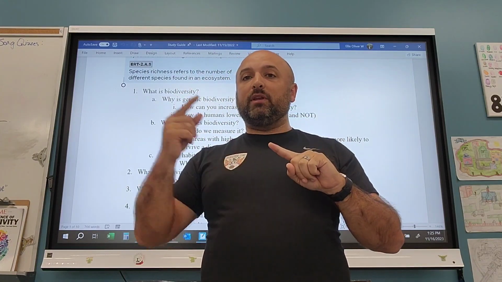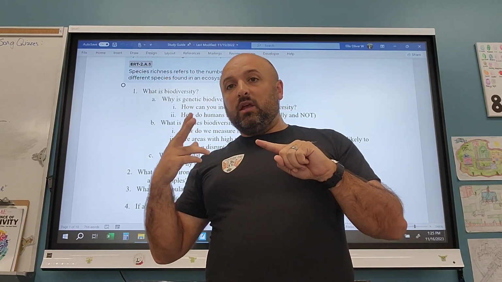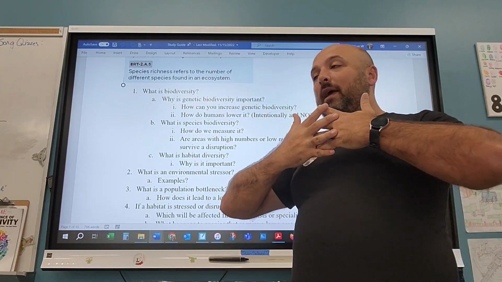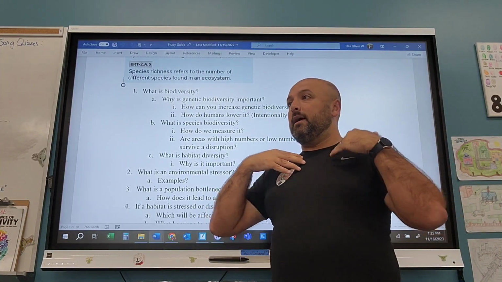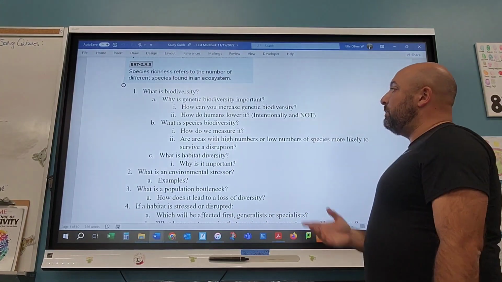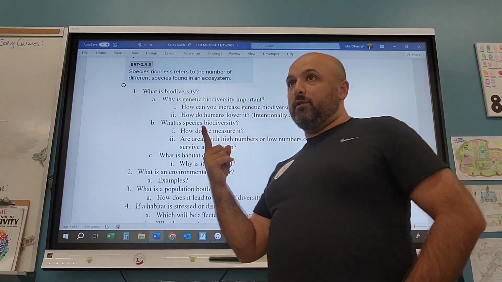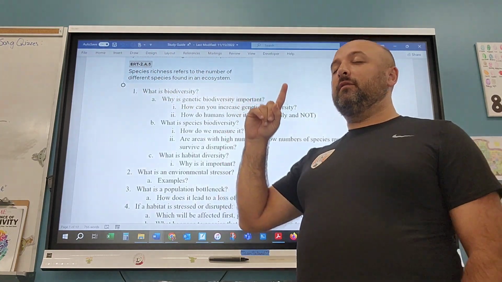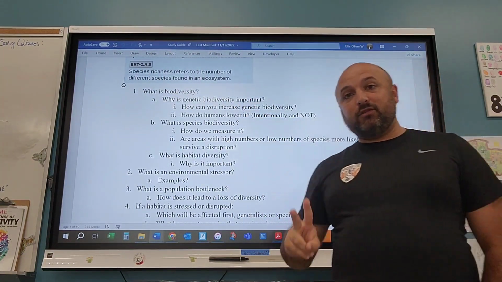If you only got a couple different connections holding that food web together, if you cut one, all the rest of them die. So we want to have as much species diversity as possible to have as sustainable and self-sufficient an ecosystem as we can. We measure it through two ways. We measure it the first way through species evenness and species richness.